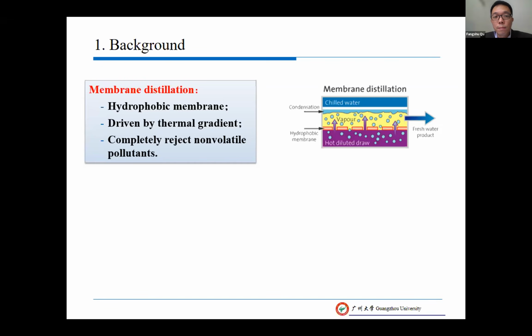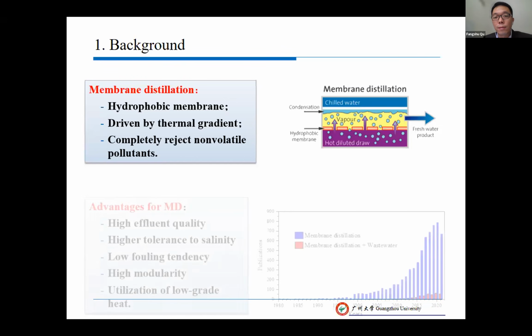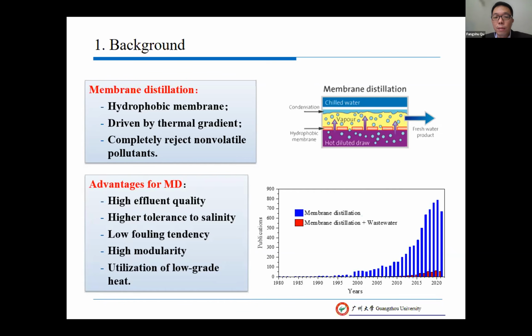And membrane distillation is such a technology which attracts a lot of research attention in recent years. MD uses a hydrophobic membrane as the separation medium, and a thermal gradient is established to drive the water molecules through the membrane. In this way, the non-volatile pollutants can be totally rejected by MD. So MD has advantages like high effluent quality, high tolerance to salinity, and low fouling tendencies.